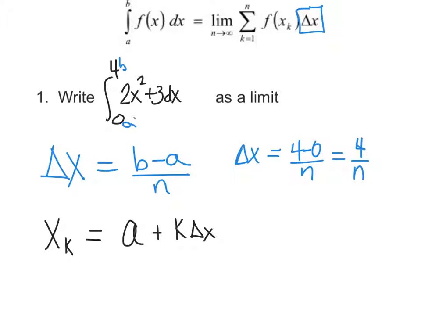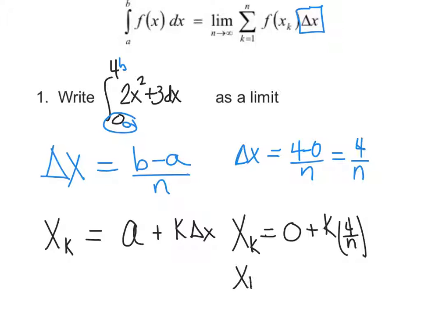So my a value is 0, very nice. So I've got x sub k equals 0 plus k times delta x. And guess what? You just found delta x. So it's k times 4 over n. So if I clean that up, 0 is obviously 0, I get x sub k equals 4k over n. Alright, so far so good.